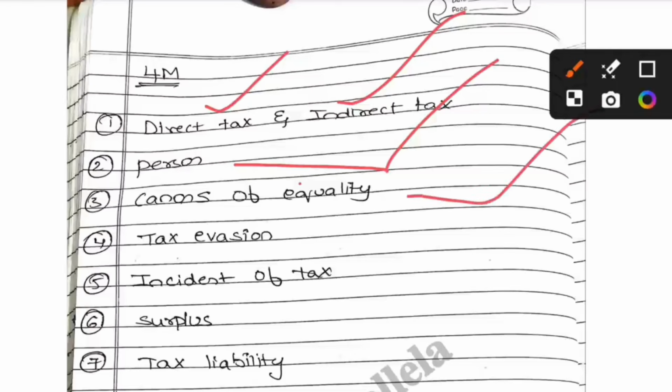Next, canons of equality. Canons of equality means everyone is equal in paying tax. If you are earning more, pay more tax. If you are earning less, pay less tax. This is the rule which is implied by the government.